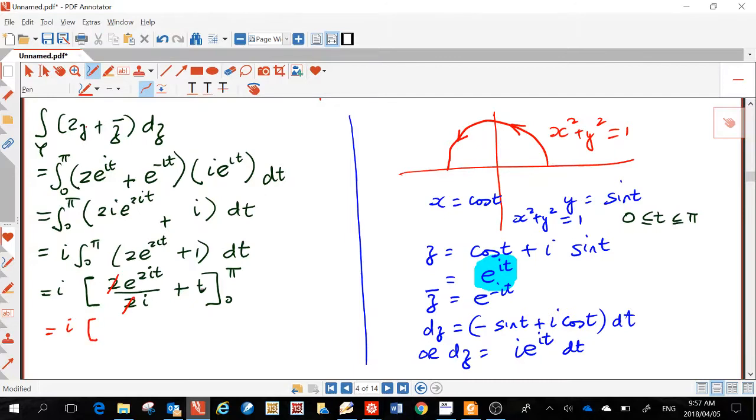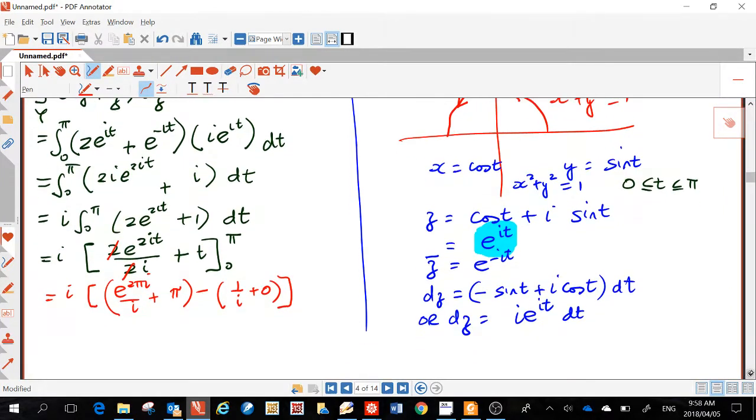Firstly, let's put the pi in. e to the 2 pi i over i plus pi, minus. Now let's put the 0 in there. e to the 0 is 1, over i, plus 0. I'm just applying the fundamental theorem of integral calculus. Substitute the limits here and subtract them.